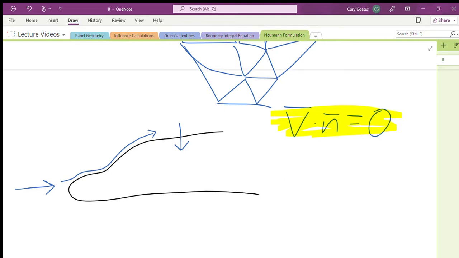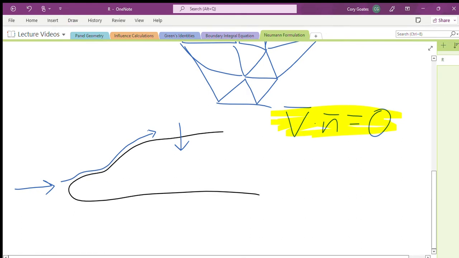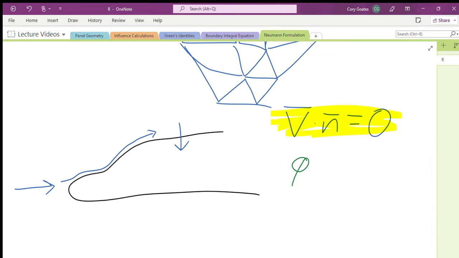Well, remember that since we're dealing with this method of Green's functions here, our unknown is phi. That's what we're trying to figure out. We're trying to figure out the velocity potential. And v dot n is just grad phi dot n. Well, voila. There's our derivative term. So this is a Neumann boundary condition. Okay?